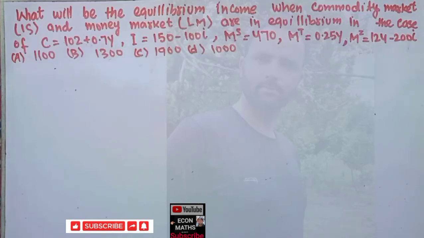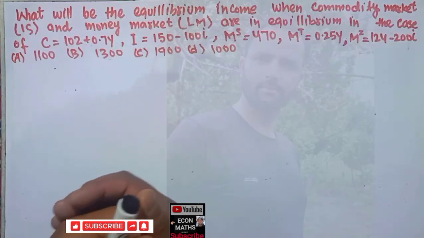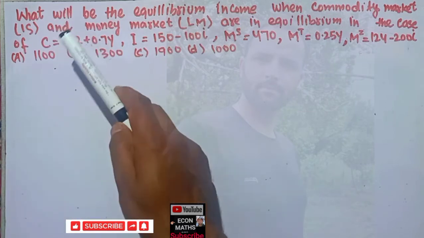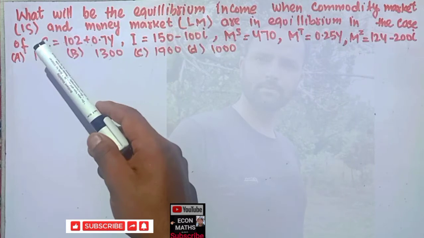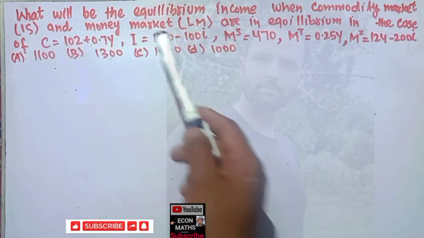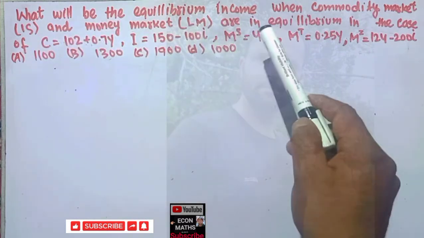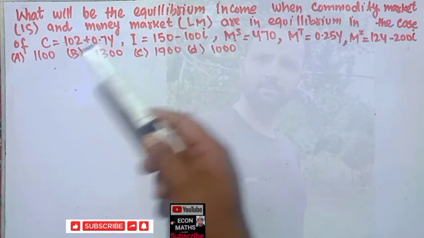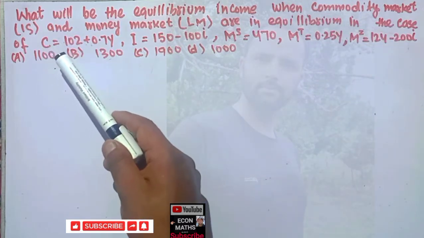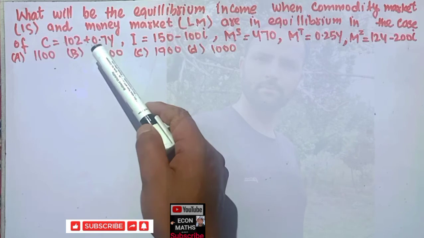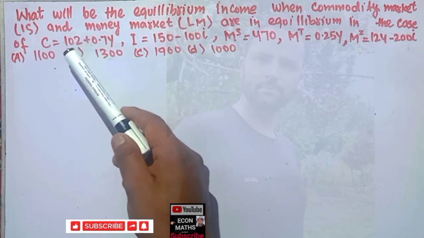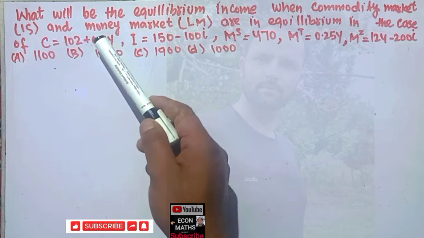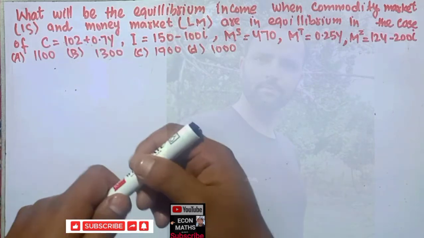In this video, we will try to solve a problem on the IS-LM model. The question is like this. What will be the equilibrium income when the commodity market, which is the IS function, and the LM, that is the money market, are in equilibrium, in the case when our consumption function is 102 plus 0.7y, where 102 is our autonomous consumption that doesn't depend upon the level of income, and 0.7 is our marginal propensity to consume.